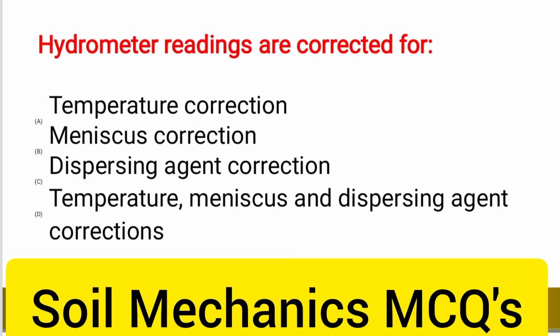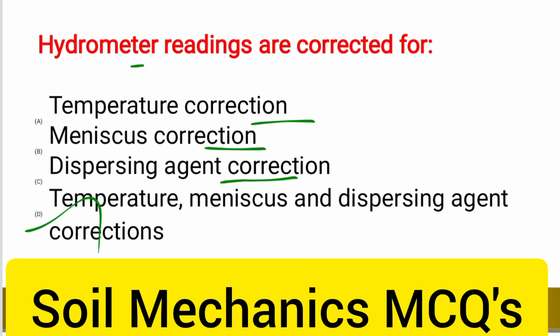Next question, hydrometer readings are corrected for: option A, temperature correction; option B, meniscus correction; option C, dispersing agent correction; option D, temperature, meniscus and dispersing agent correction. Okay, so the correct answer is option D.